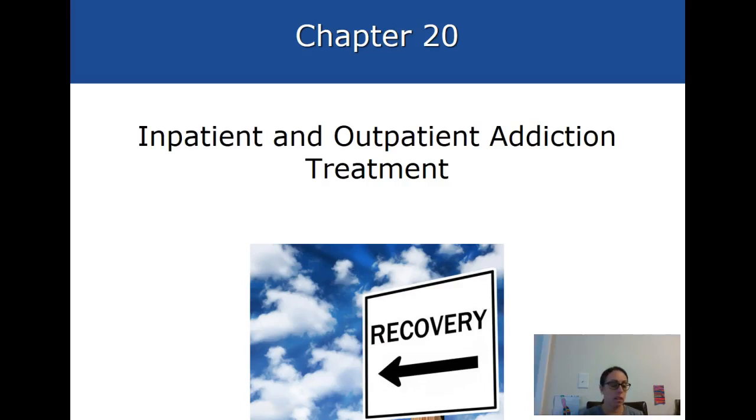Hey everyone, this lecture is for Chapter 20, Inpatient and Outpatient Addiction Treatment. So what does it look like? This chapter talks about what it looks like for individuals with addictive use disorders to enter these types of treatment facilities. And we're going to talk more about ASAM criteria of care, which we've talked about on two other occasions. We're going to talk about it more in depth.